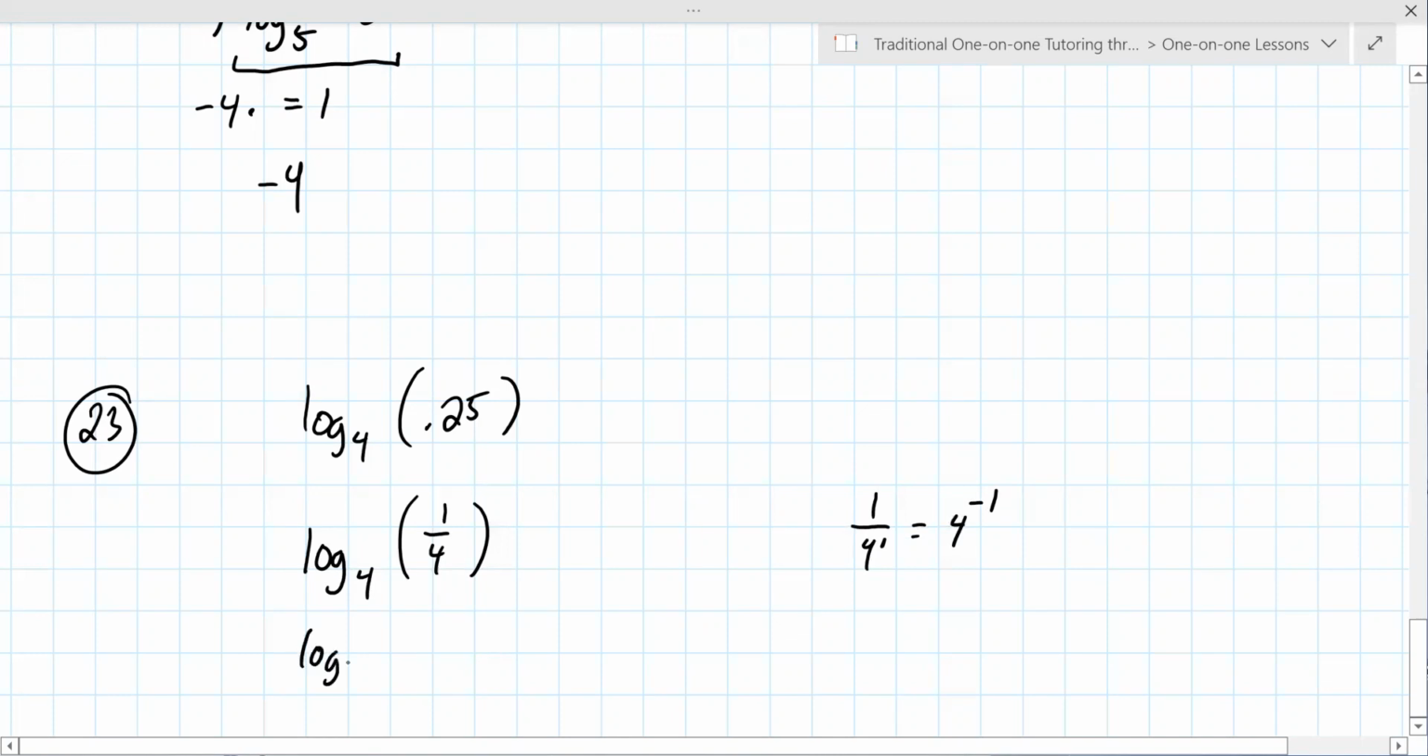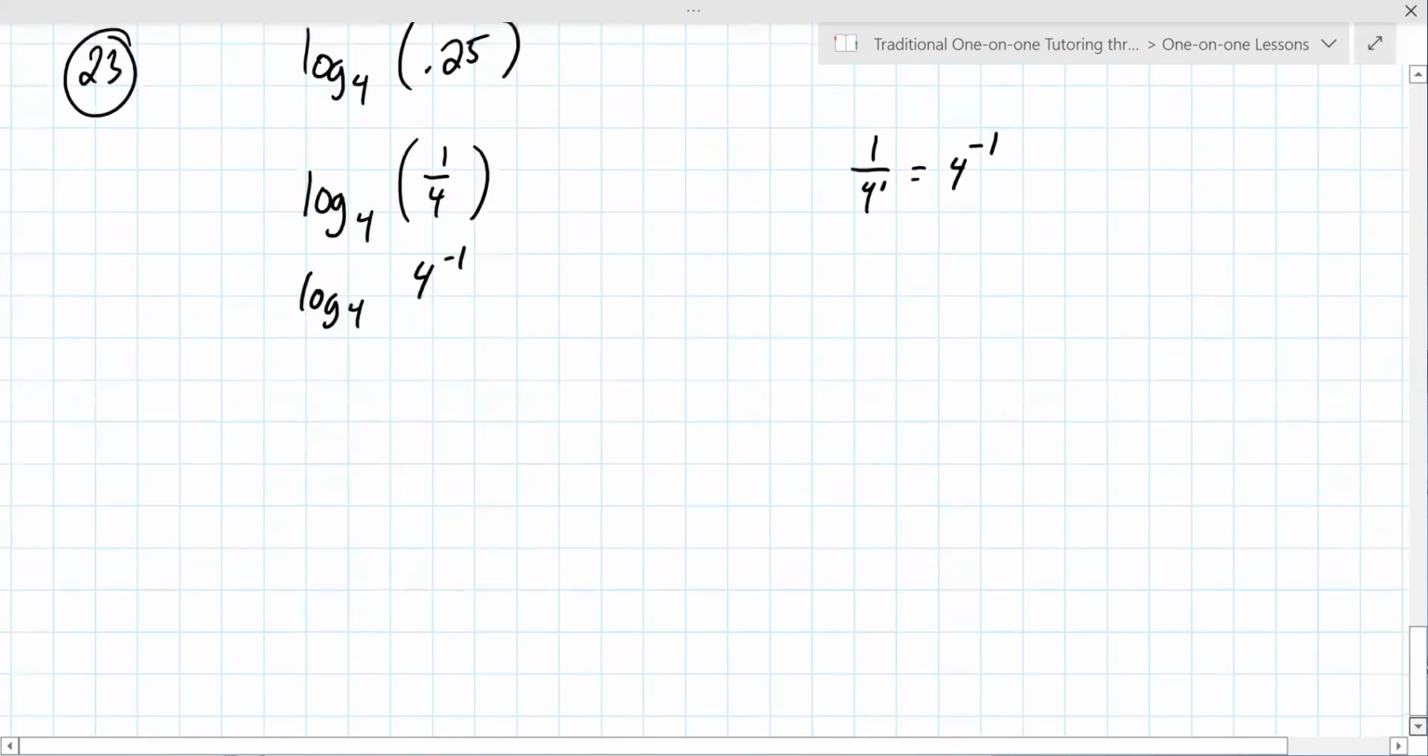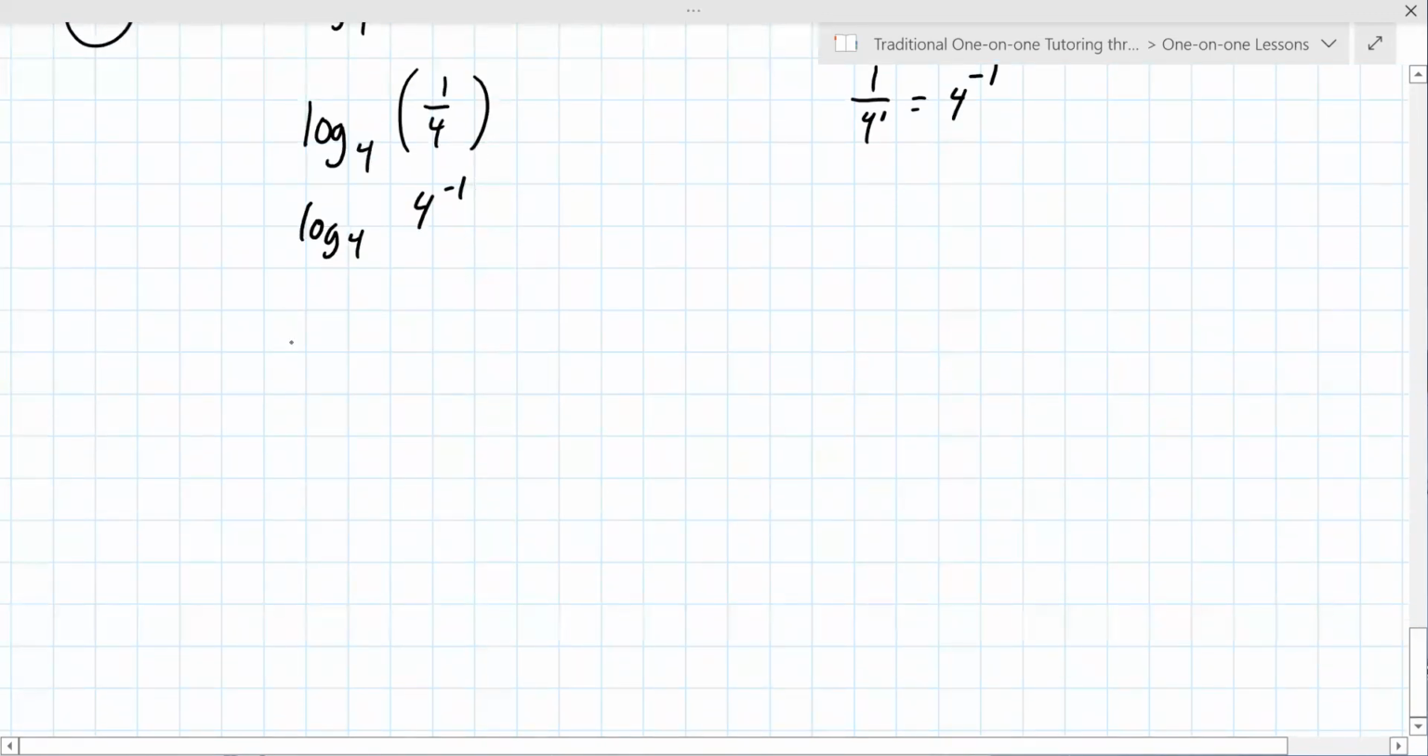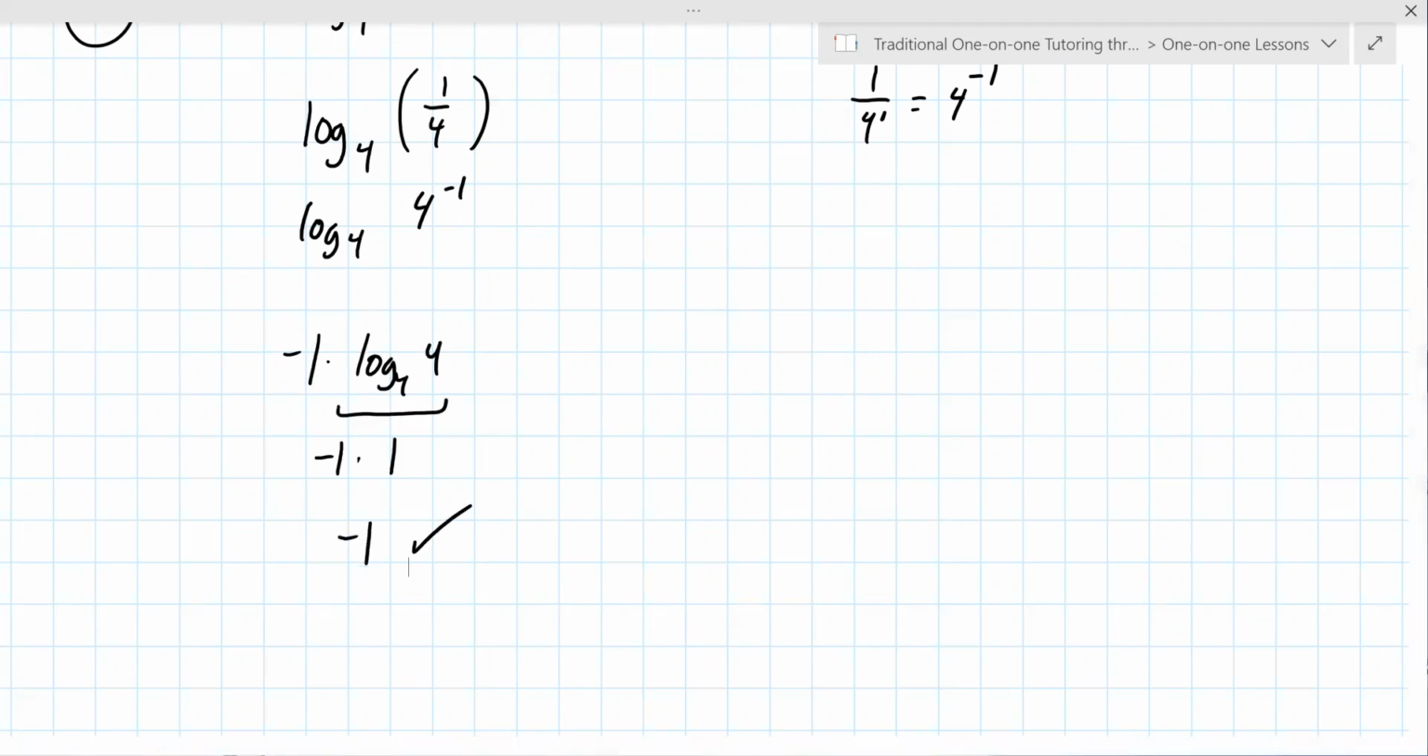Which I think is a little awkward. You don't walk around telling someone, oh, it's 0.25, oh, it's 4 to the -1. They would really find that confusing. But in math, apparently it's okay. These are just games they're playing just to see if you know how to manipulate the numbers. So bring that exponent out in front, -1 times log base 4 of 4. That part is 1. -1 times 1 is -1.